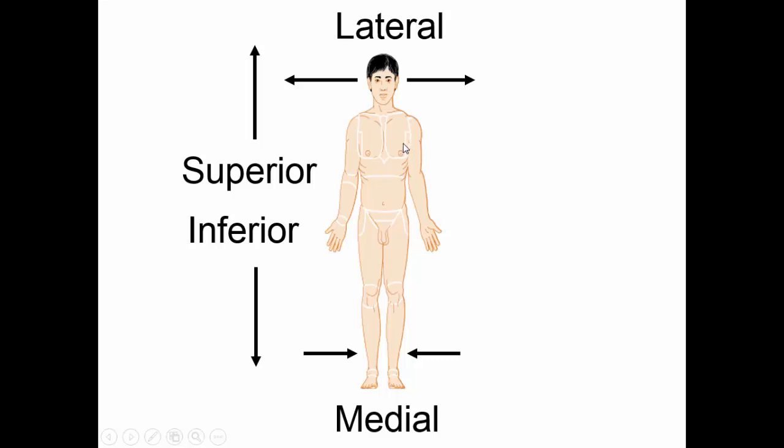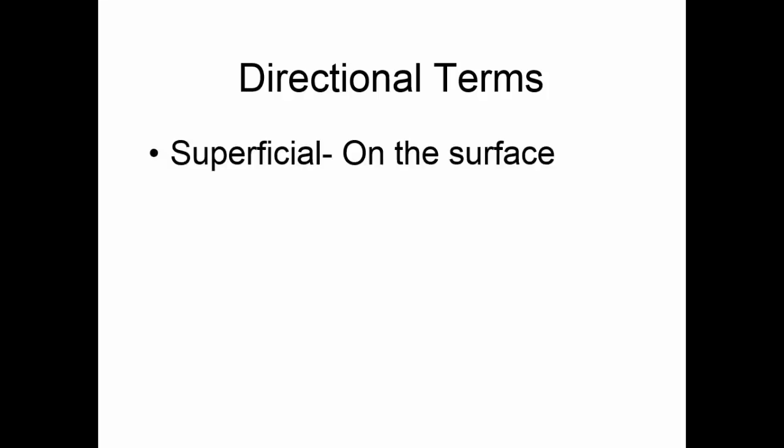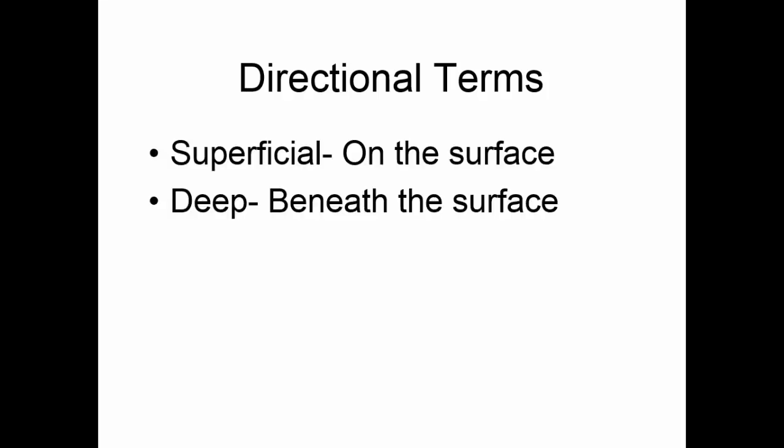The thoracic region is superior to the abdominal region. The pubic region is inferior to the abdominal region. So that's how we use these words. We can also use the term superficial if something is on the surface and deep if something is beneath the surface. We talk about certain muscles being superficial muscles and other muscles being deep, or deep to something else.